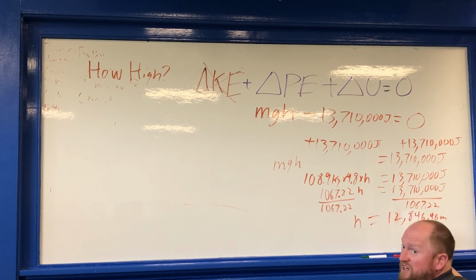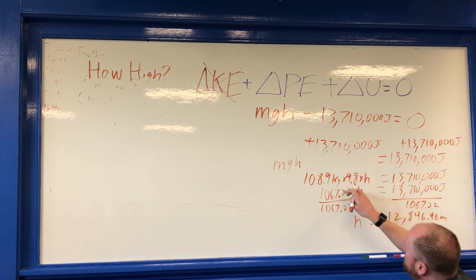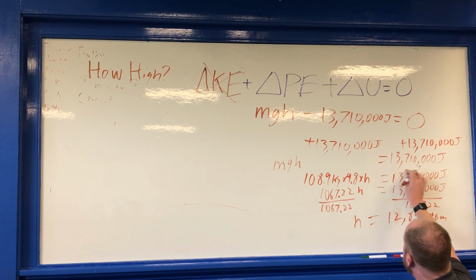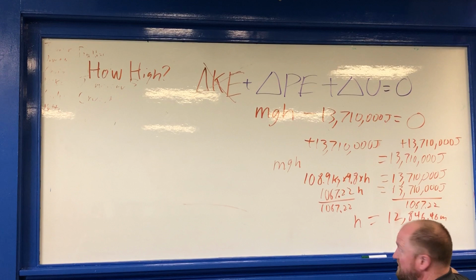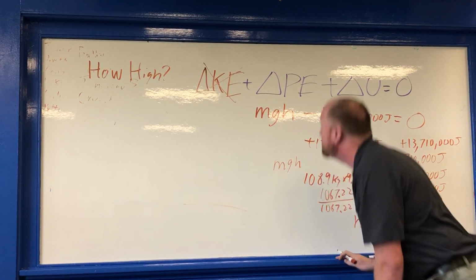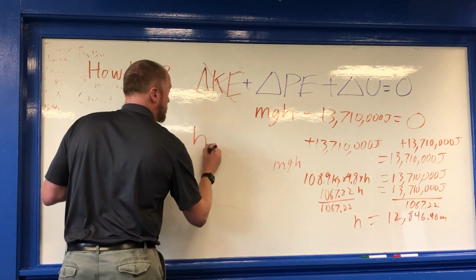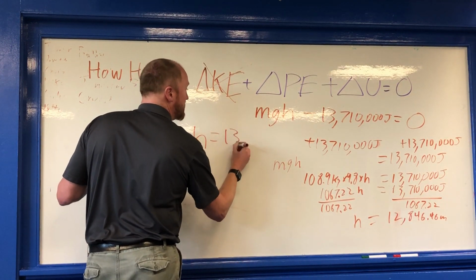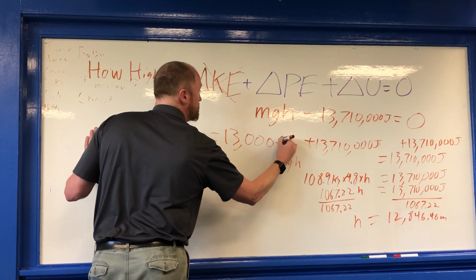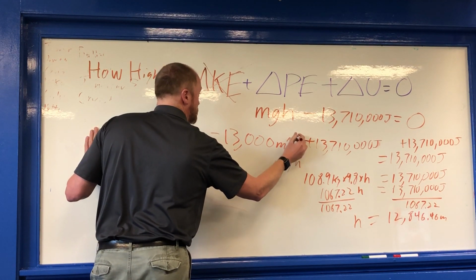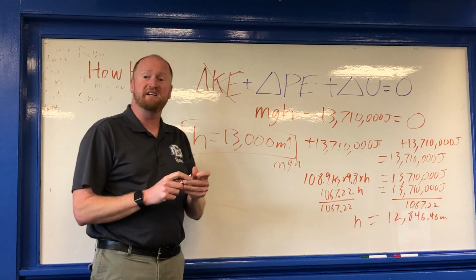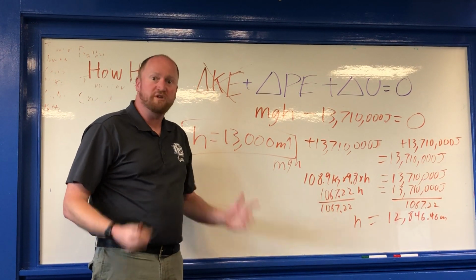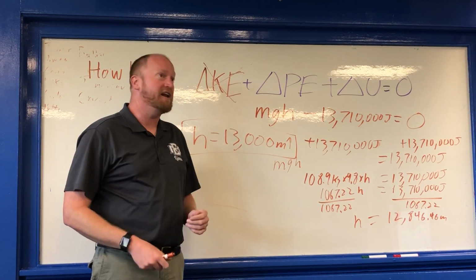Now, can I really be that precise? The answer is no, because I may have 4 sig figs here and 4 sig figs here, but my gravity is only 9.8. So that's only 2 sig figs. So I have to round this to 2 sig figs. So what I end up with is H is equal to 13,000 meters in the upward direction. That's how high I could go if I turned all the food I eat in a day into potential energy as opposed to, well, fat energy.